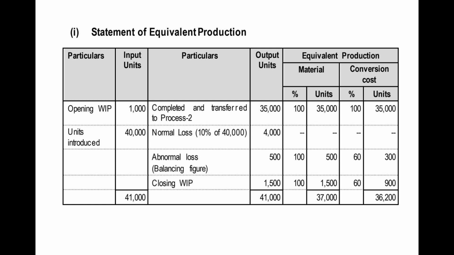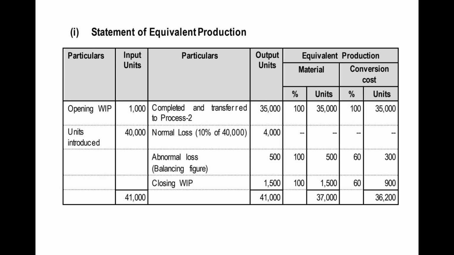Then go to the closing work in progress column. With respect to material, update 100%, 1,500 units, because material is introduced fully at the start. Go to the conversion cost column and write 60%. So 1,500 into 60% is 900 units. Update the units under conversion cost. Now total the material column: 35,000 plus 500 plus 1,500, so the total under the material column is 37,000 units. Then in the conversion cost column, add 35,000 plus 300 plus 900. The total under the conversion cost column is 36,200 units. Update.